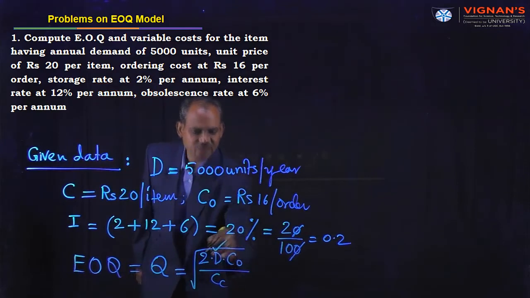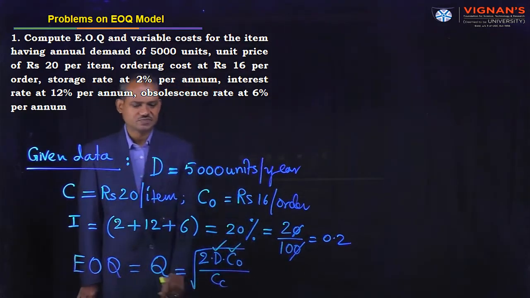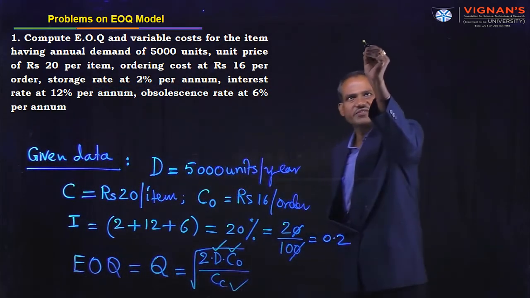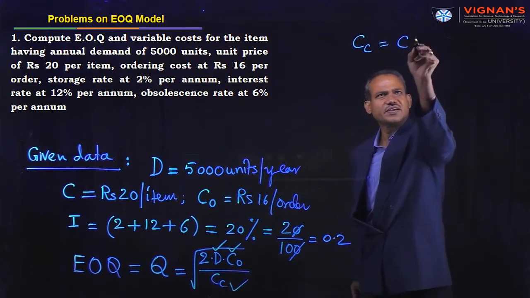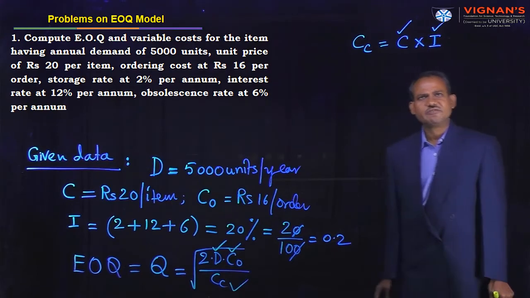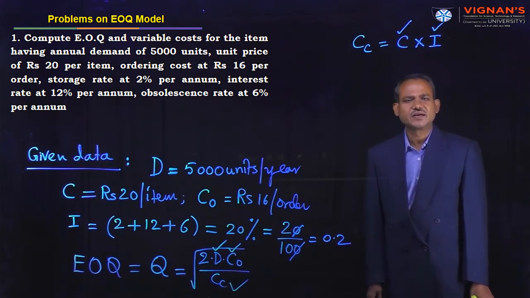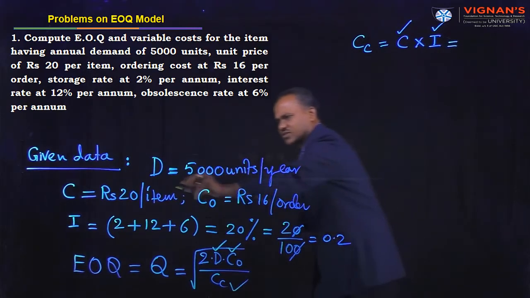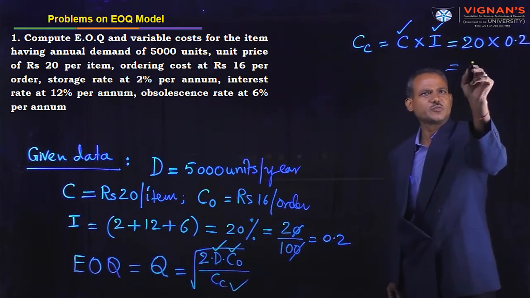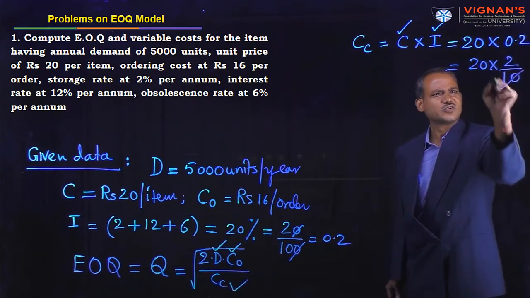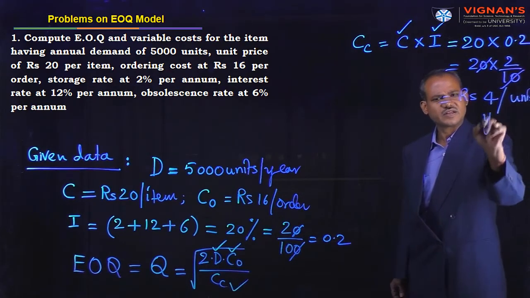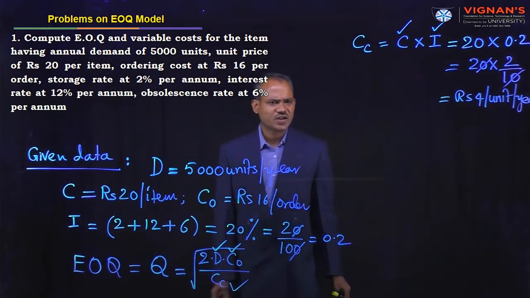Here D value is given. C naught value is given. CC value is not given. How to find out CC value? CC is equal to C into I, where C is the cost per unit and I is the inventory carrying cost or holding cost represented in percentage. Therefore, C value is equal to 20, I means 0.2. 20 into 0.2, that means 20 into 2 by 10. 0, 0 gets cancelled. Rupees 4 per unit per year.